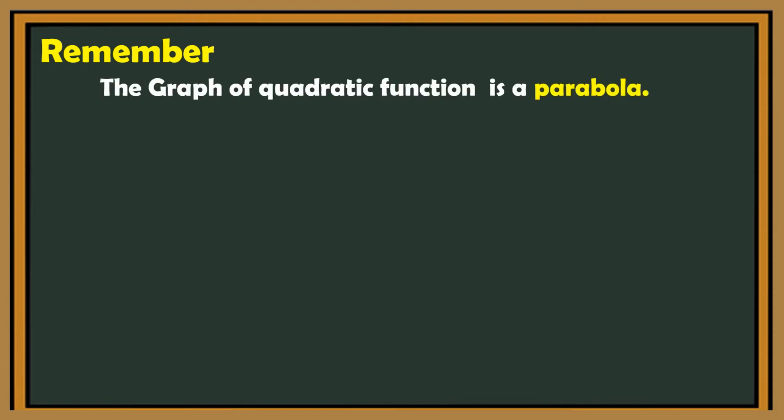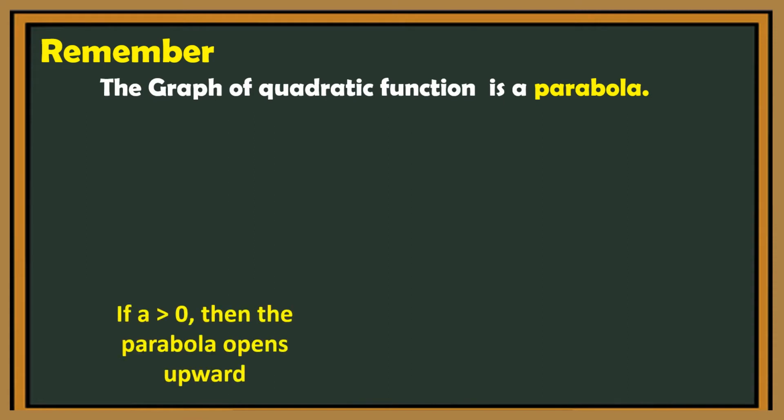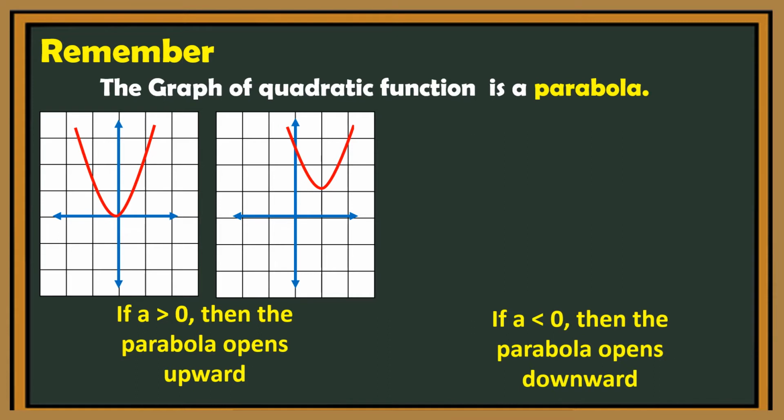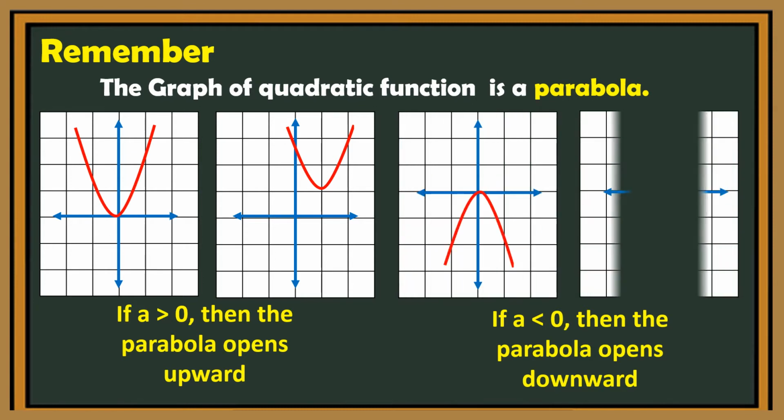Remember, the graph of quadratic function is a parabola. So, paano natin malalaman kung ano ang opening ng parabola? Kung upward ba o downward? So, palagi natin i-consider ang value ng a. If a is greater than 0, then the parabola opens upward, like this. And if a is less than 0, then the parabola opens downward, like this.